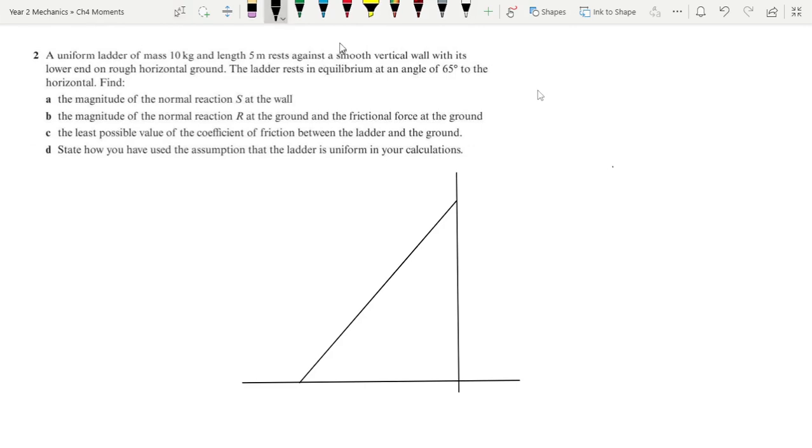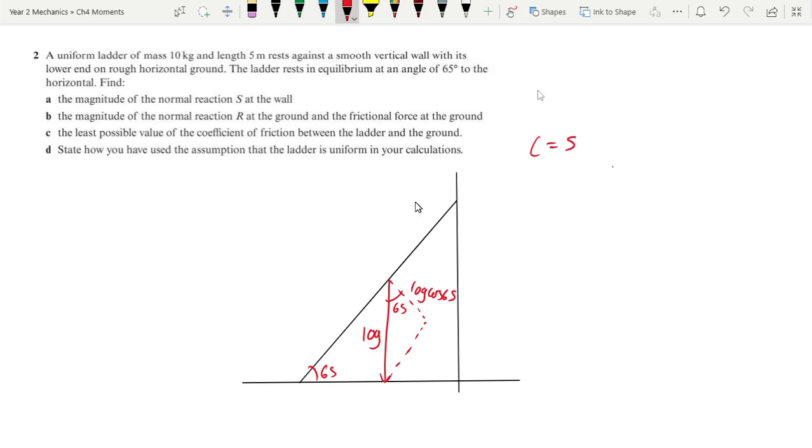Okay. So we've got a uniform ladder of mass 10. So I'm just going to put its weight on here. And it says it's at angle 65, so this is 65 too. So we've got 10g cos 65. The length of the ladder is 5 meters, so this is obviously 2.5 meters up.